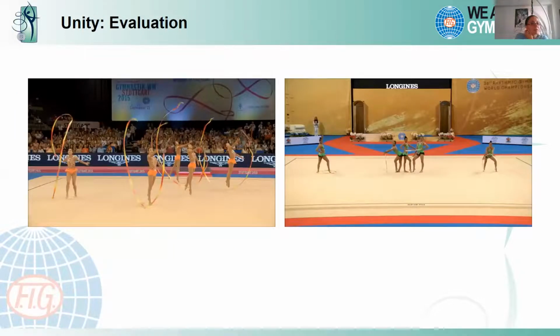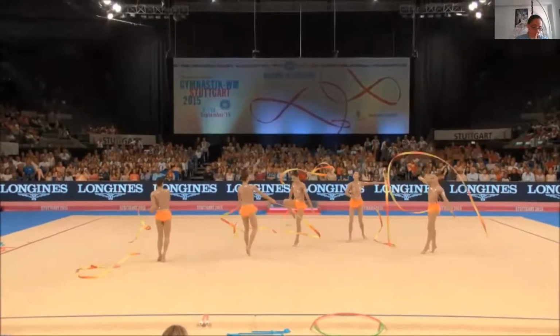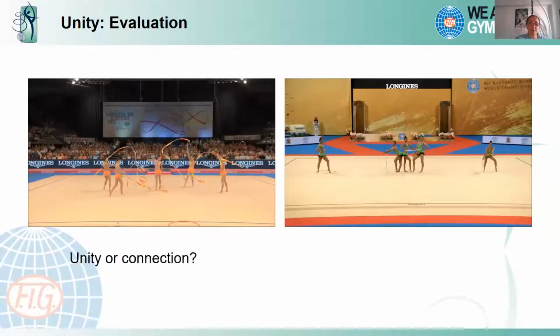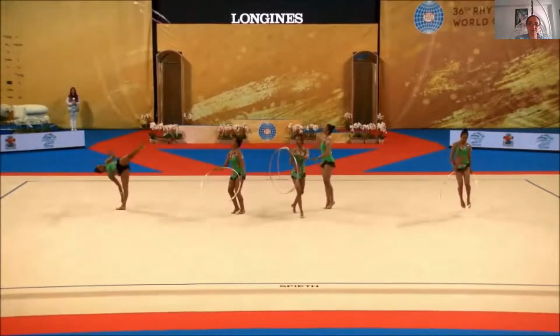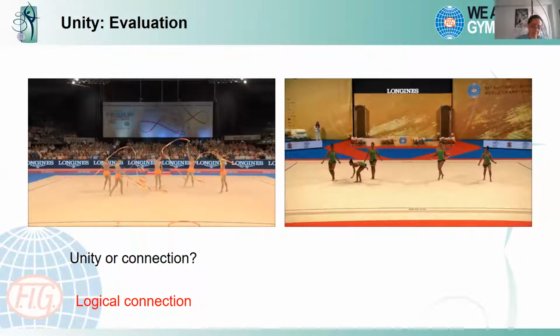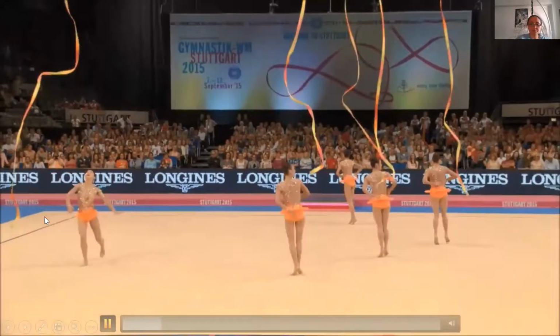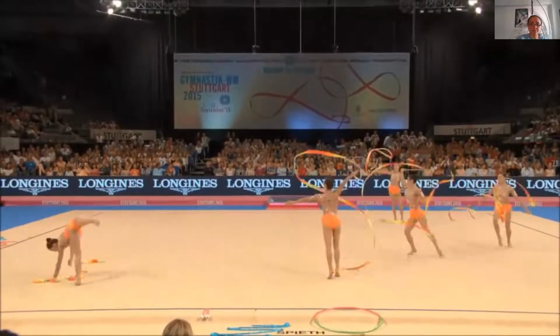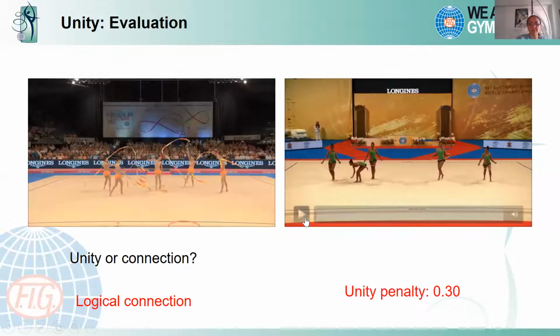And then here we have evaluation. Unity or connection here. This is a clear logical connection. It's not a unity. But here is a unity penalty.